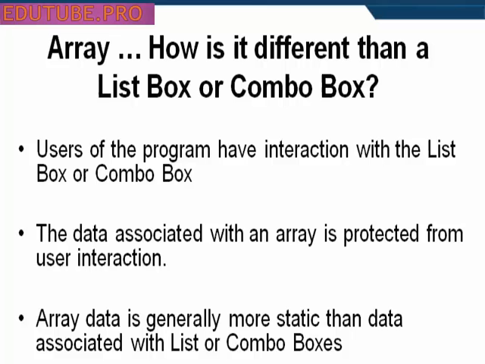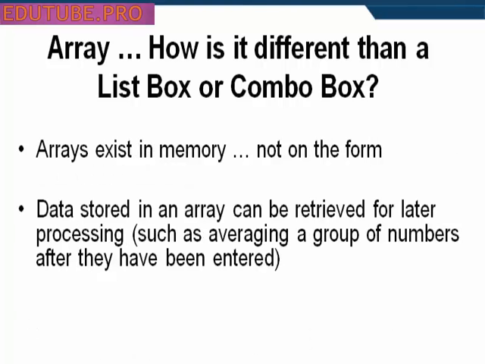Users of the program have interaction with the list box or combo box. The data associated with an array is protected from user interaction. That is, the data with an array is in memory and cannot be directly accessed by the user. Array data is generally more static than data associated with list or combo boxes. Keep in mind that arrays exist in memory, not on the form.